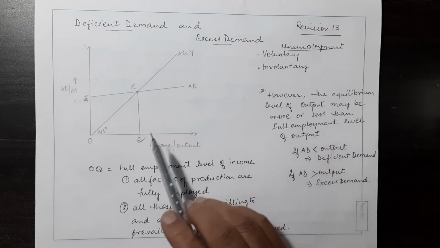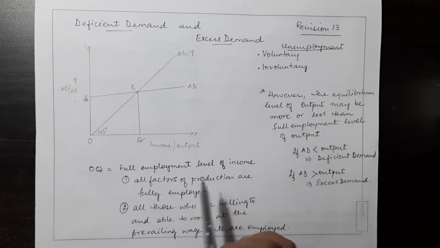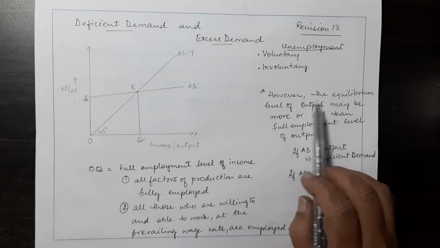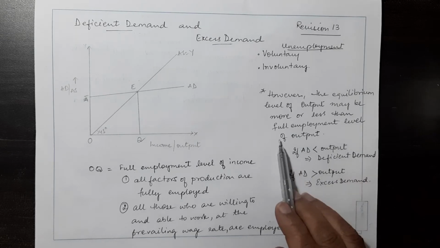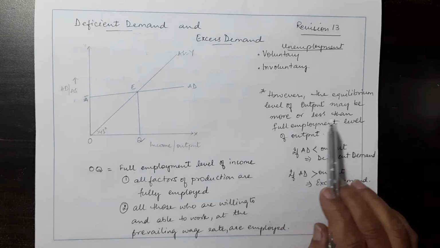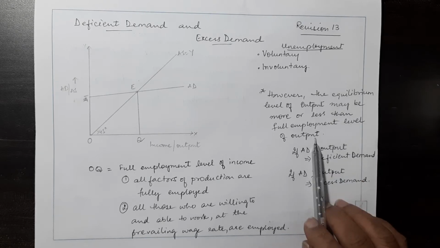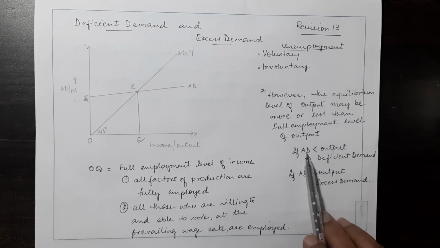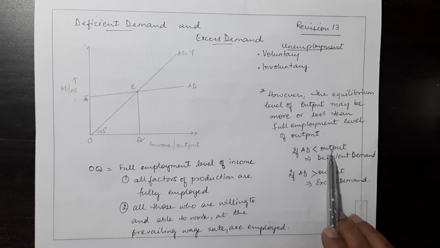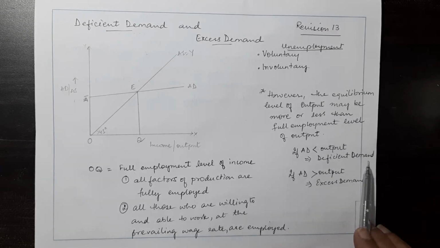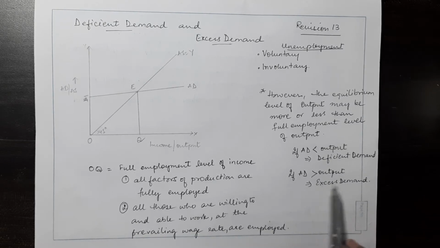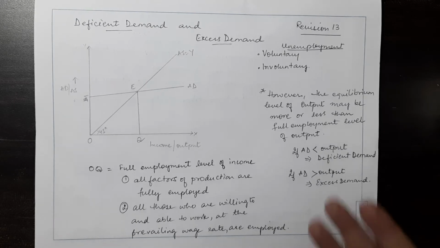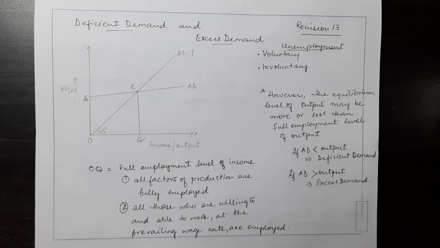However, we are talking about the income and employment. But the equilibrium level of output may not be true. That means the output may be more or less than the full employment level of output. So, if the aggregate demand is less than the output, it would lead to deficient demand. But if the aggregate demand is greater than the output, then there is excess demand. So, there is nothing called equilibrium level of output. It can be more or less than the full employment level of output.